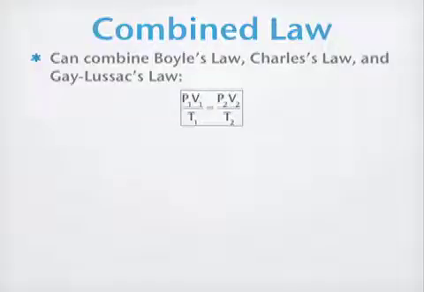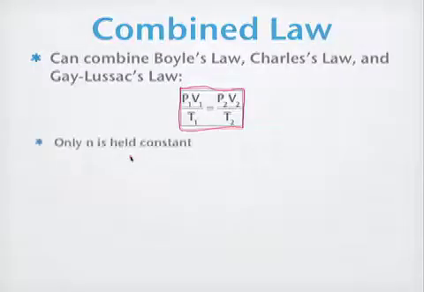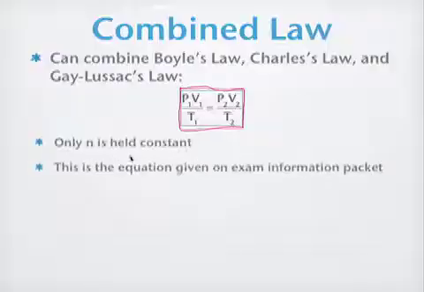Now this formula is going to be what you find in your information packet. So often you'll see that I'll do something like this, where if we have an information pack formula, I will put it in a box to remind us. Make sure you know where that is on the information pack so you don't have to go searching through it. In this case, only the number of moles of the gas is going to be held constant. As I said, this is the equation given in the exam information packet. Now, since this is the only information given, how can you get back out to the other three laws?